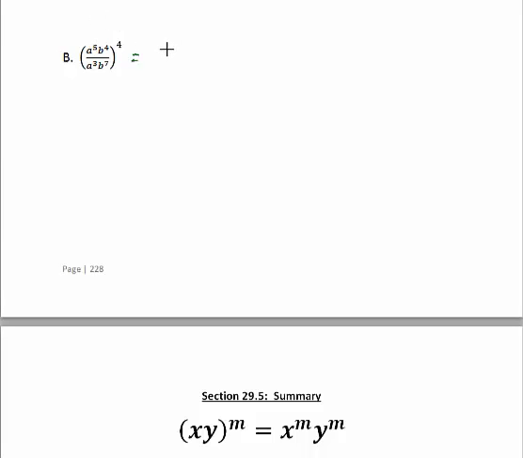Okay. This next one I'm going to do a bit differently. What I'll do is I'll take the fraction inside and I'll simplify it first before I apply the 4 from the outside. Because you can see on the inside we have an a on the top and bottom and a b on the top and bottom. We can apply the quotient rule before we apply the power rule.